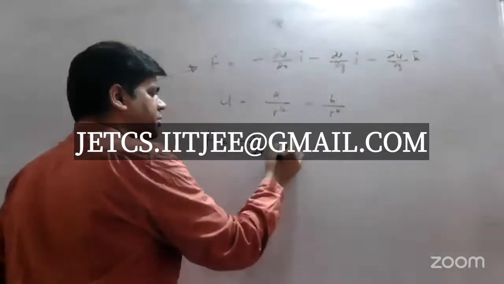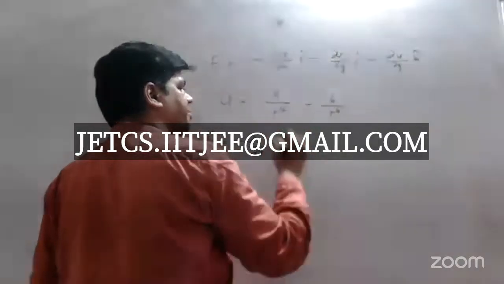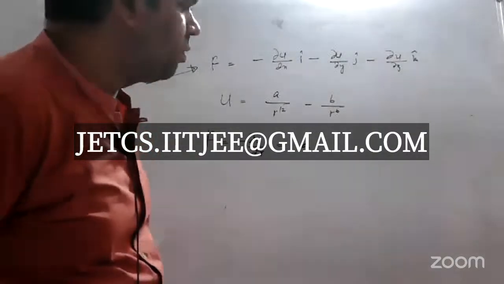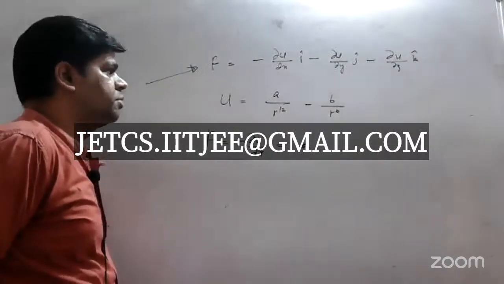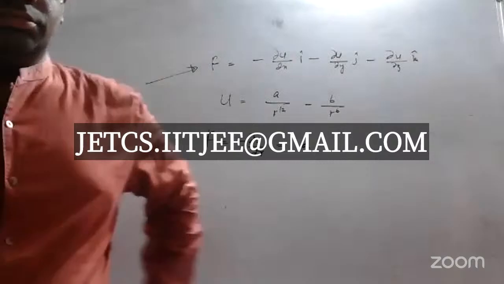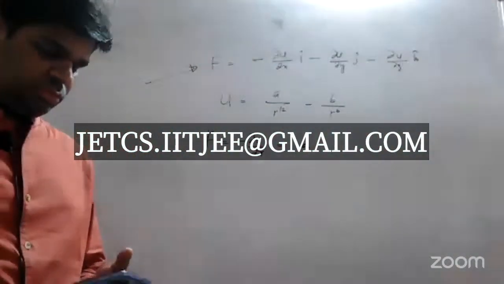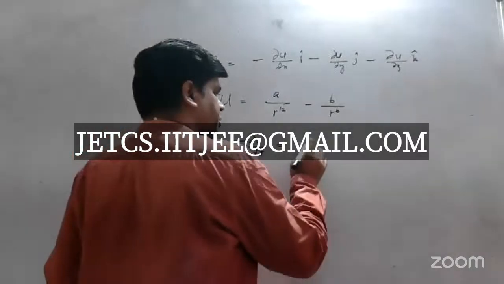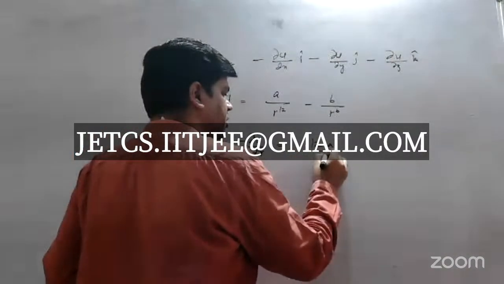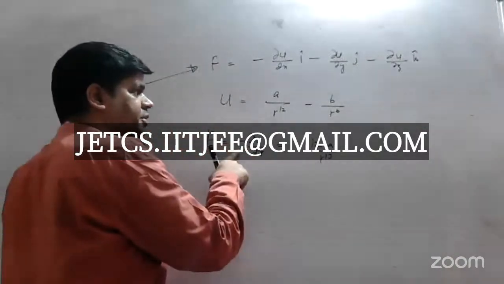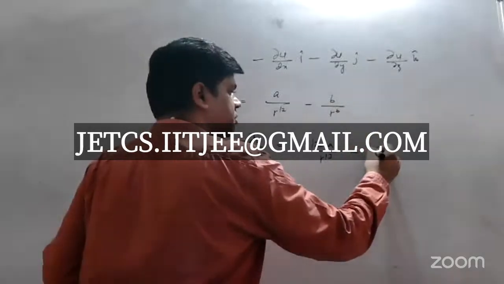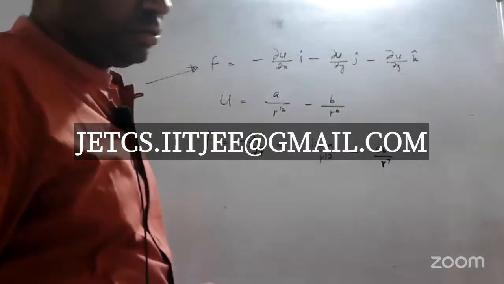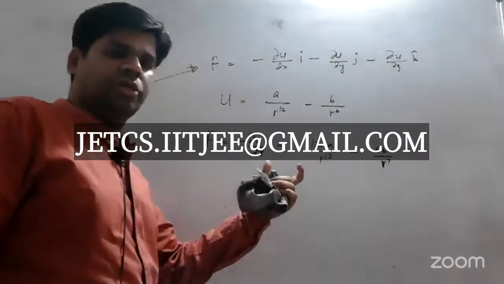How do I differentiate this function? What is the derivative of 1 by r power 12? Minus 12 into r power minus 13, correct. So that becomes 12a by r power 13 because there's a negative sign already here. Now this becomes minus 6b by r power 7. Is it okay? Yes. Now this is the force between the two atoms. Usually the diatomic molecule has this force function.